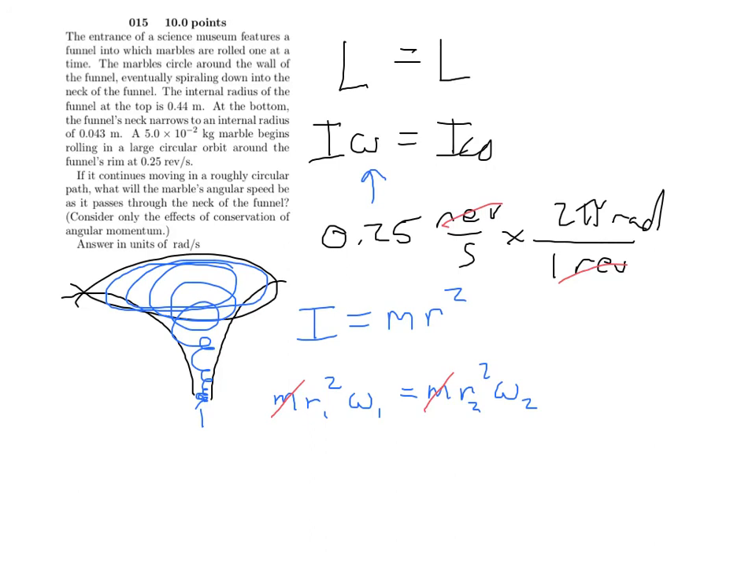And I have just solved for, using this, my initial omega. I'm given my initial r up here in meters, and I'm given my final r over here in meters. So that'll leave me solving for my final omega, as long as I remember to square.